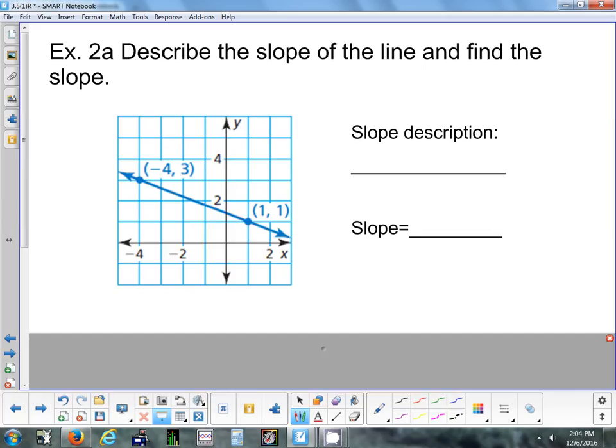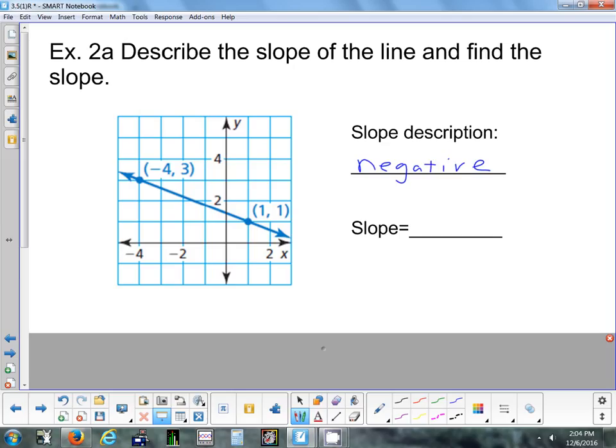You have one coordinate at -4, 3. The other coordinate is at 1, 1. Okay, so how about Sabrina? What kind of slope is this? You don't have to tell me exactly, but just describe it. Yeah, it's a negative slope.